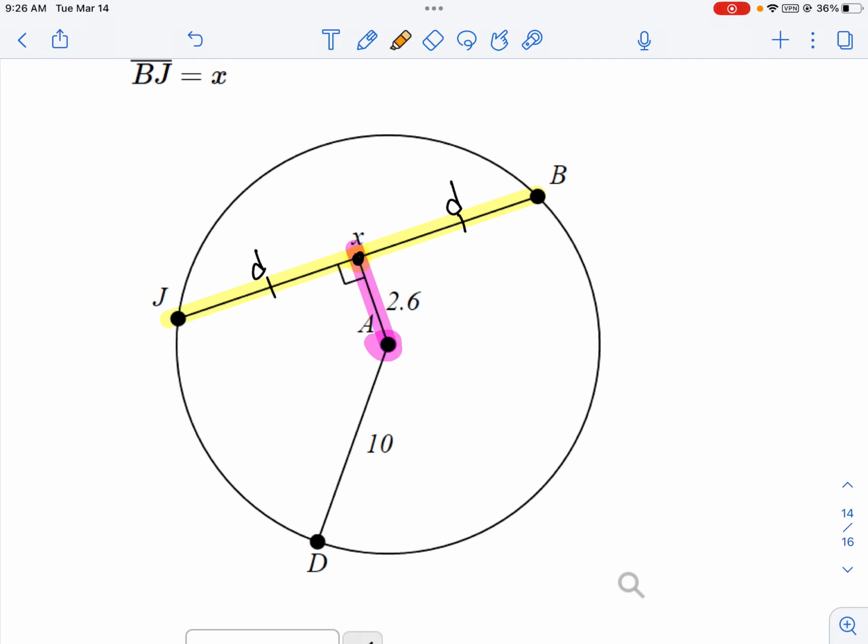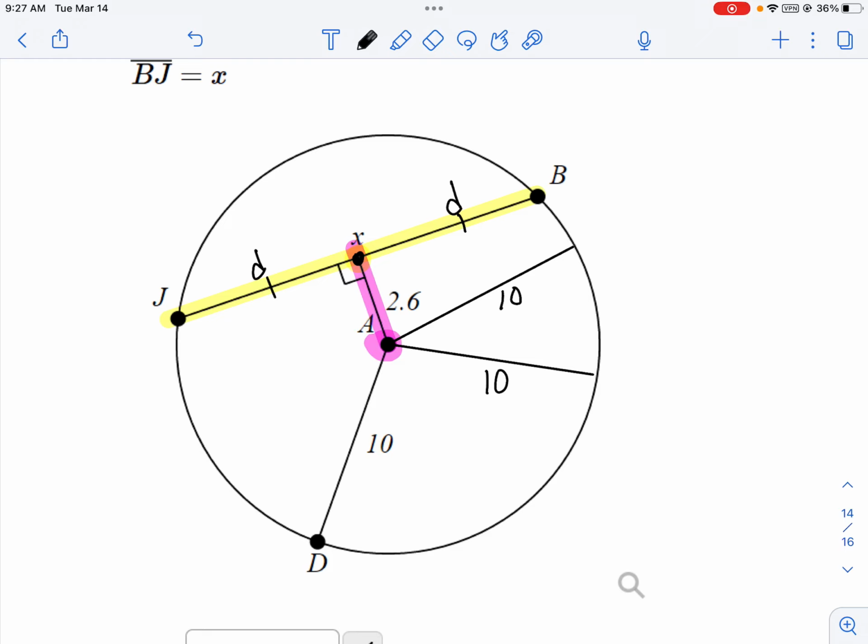Huzzah! We're also told 2.6, that little distance of the line there. And we're also told that this distance here is 10. What's cool about this distance is that it's the radius, because it goes from the center of the circle to the outside. That means anywhere you draw a radius, it's going to have a distance of 10. If you wanted to extend that line, the whole distance would be 10.